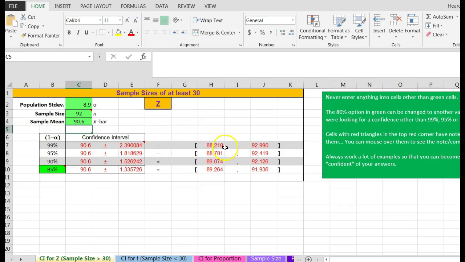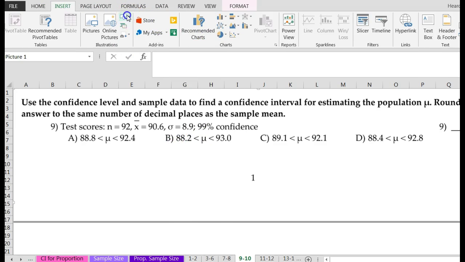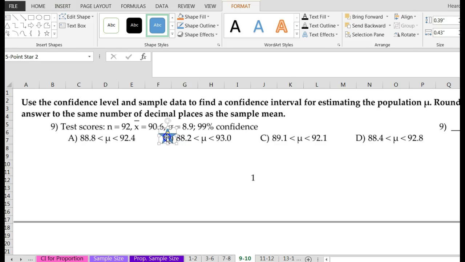So here's 99. I look out here for the interval, rounded to 1 decimal place. Looks like it'll be 88.2 to 93.0. Y'all remember that for me. 88.2 to 93. Bazinga, we nailed it. Let's put a little star by there. It always makes me happy to put a star by that. Boom, right there. 88.2 to 93 gives it to us.